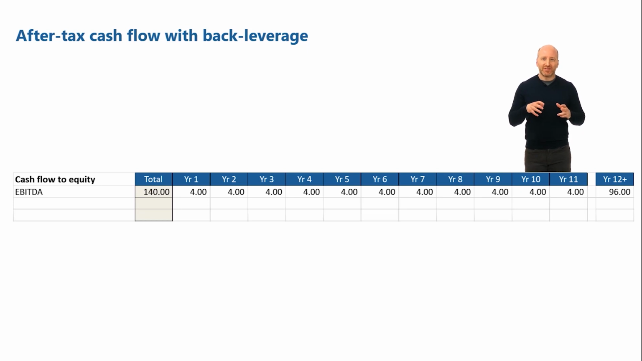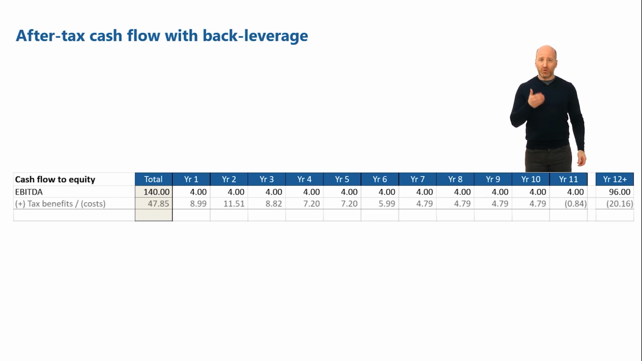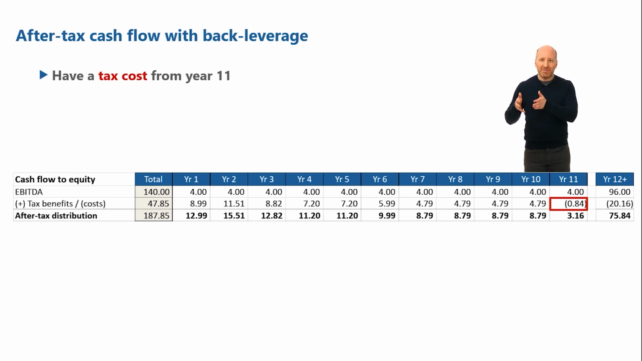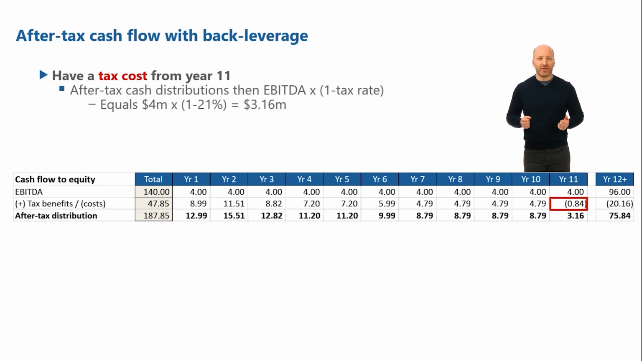So the tax benefits or costs were calculated earlier at $47.85 million. So the total after-tax distributions, assuming that we are an efficient taxpayer, are the sum of these, or $187.85 million, as you'll see on the screen. In year 11, all of the tax benefits have now been absorbed, and the after-tax cash flow is just going to be our EBITDA less the 21% tax cost on that cash flow.